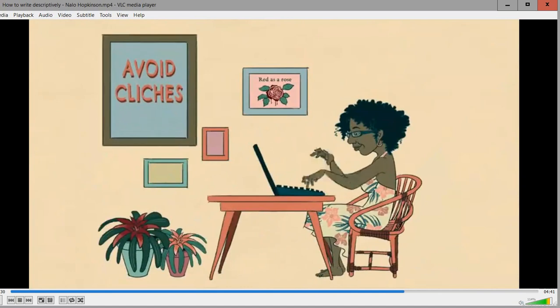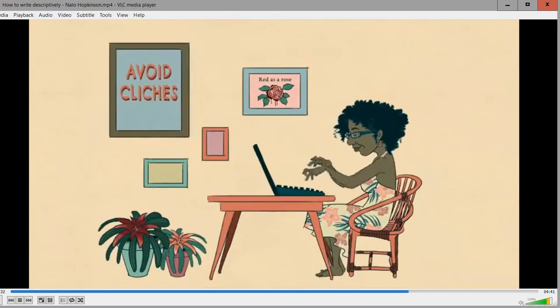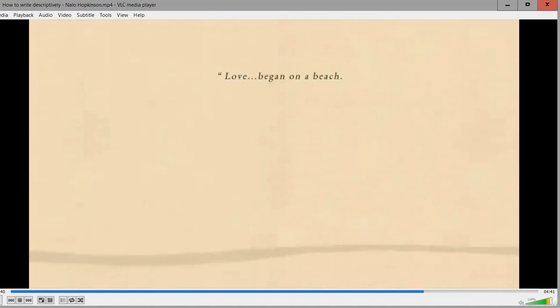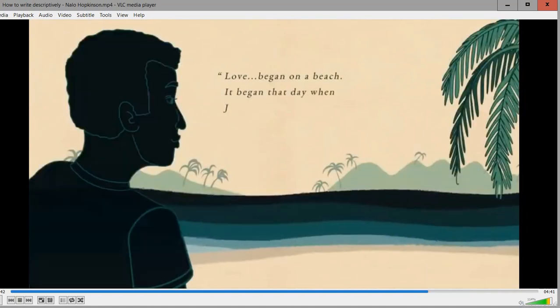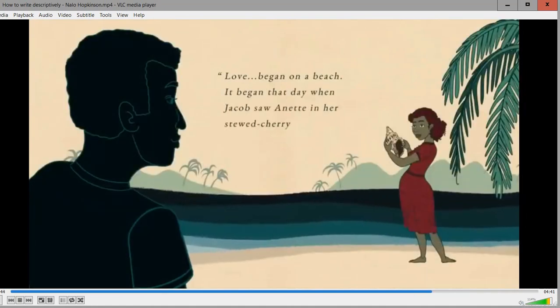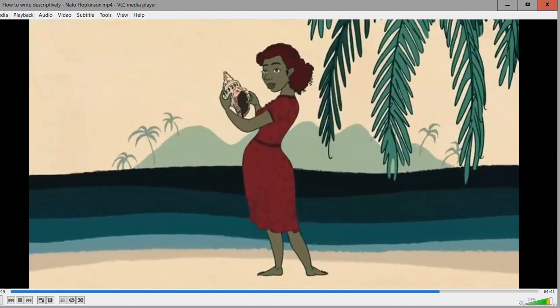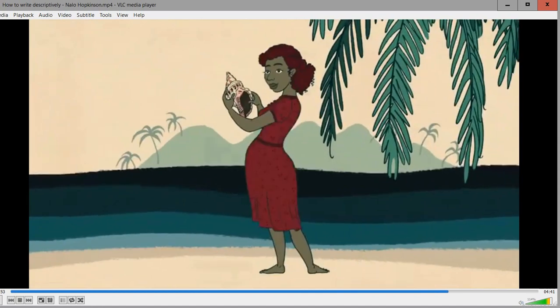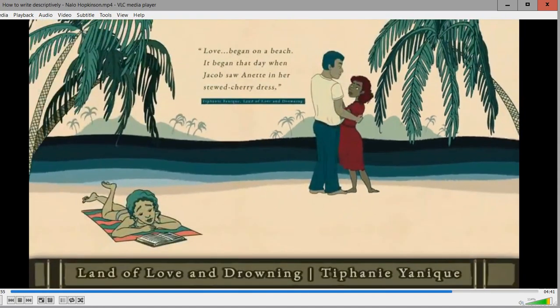Writers are always told to avoid cliches because there's very little engagement for the reader in an overused image such as red as a rose. But give them love began on a beach. It began that day when Jacob saw Annette in her stewed cherry dress. And their brains engage in the absorbing task of figuring out what a stewed cherry dress is like. Suddenly, they're on a beach about to fall in love.